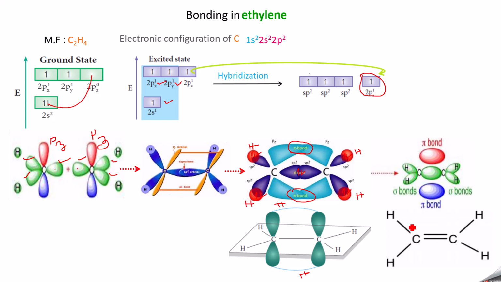So here you have, this is a sigma bond, this also a sigma bond, this is also a sigma bond. So totally 4 CH sigma bonds and 1 CC sigma bond and only 1 pi bond. So totally 5 sigma bonds and 1 pi bond you will have. So this is the formation of ethylene.